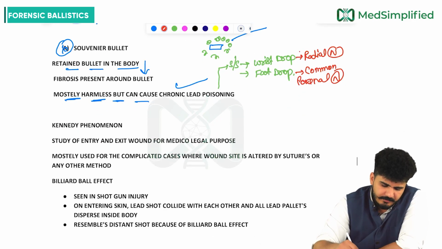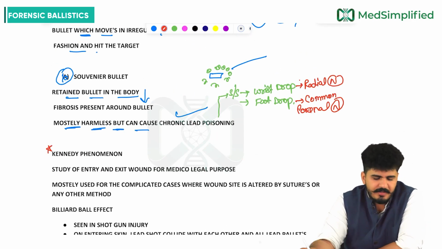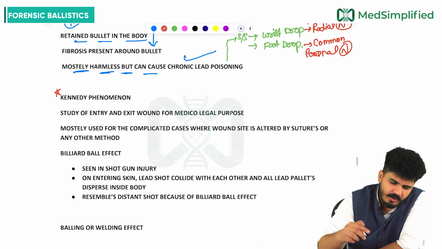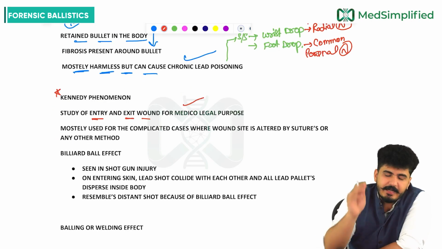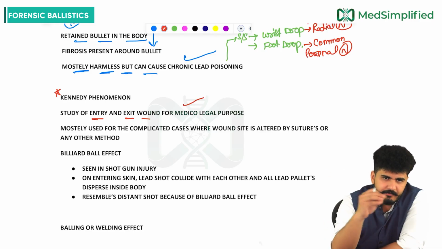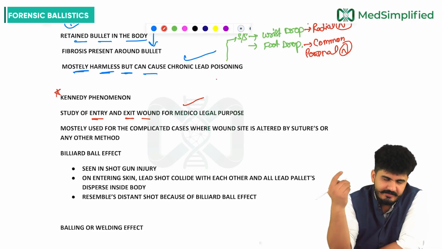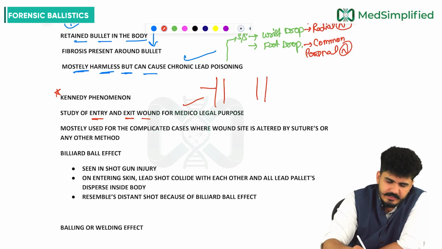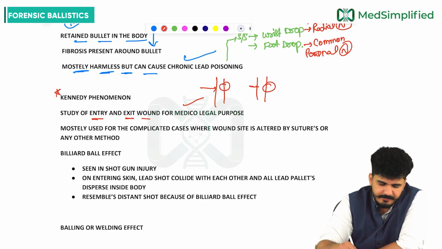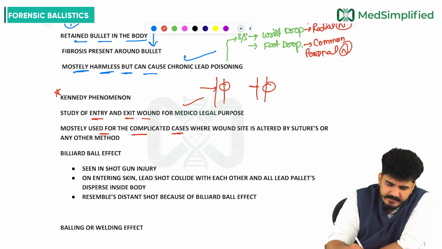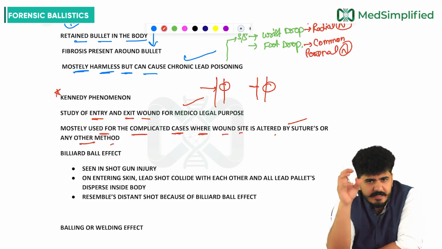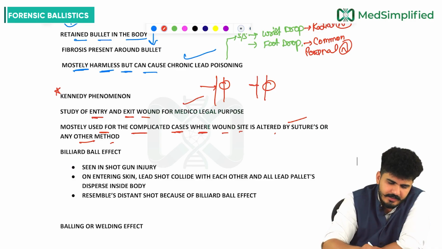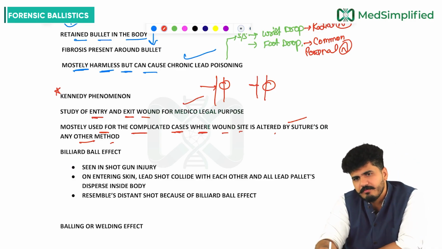Now, there are some phenomena. Kennedy phenomena: the study of the entry and the exit wound for medico-legal importance. From where the entry is, we will study the tables, like we have studied the outer table, inner table. There will be sharp edges, beveled edges, like that. Mostly used for complicated cases where the wound site is altered by suture or any other method. When the wound site is altered, then we use this Kennedy phenomena. Kennedy is all about the entry and the exit phenomena of the wound.